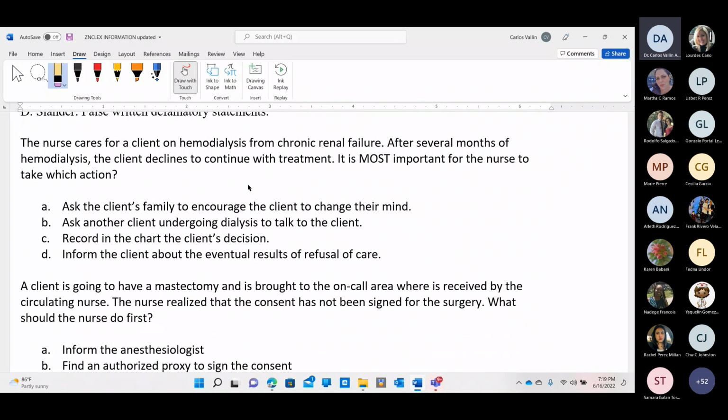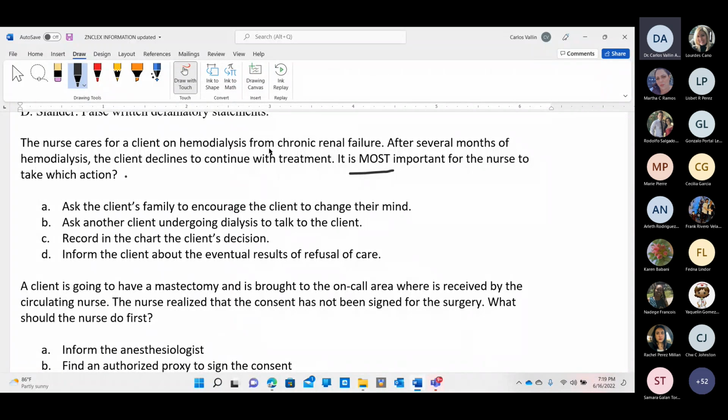The nurse cares for a client on hemodialysis from chronic renal failure. After several months of hemodialysis, the client declines to continue with the treatment. It is most... here, in English, you can have the qualifiers highlighted. It is most important for the nurse to take which action?